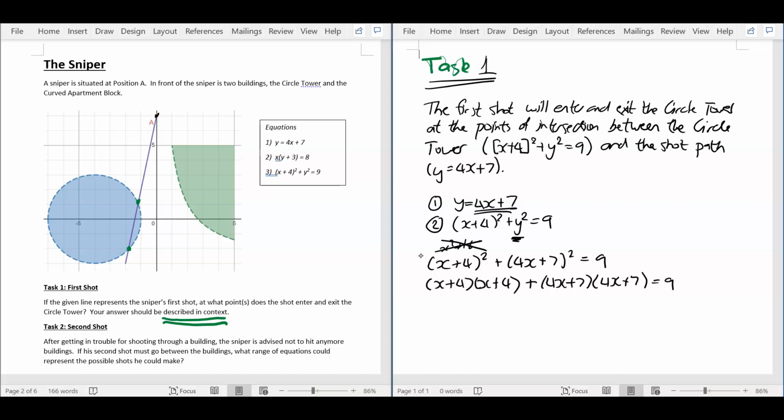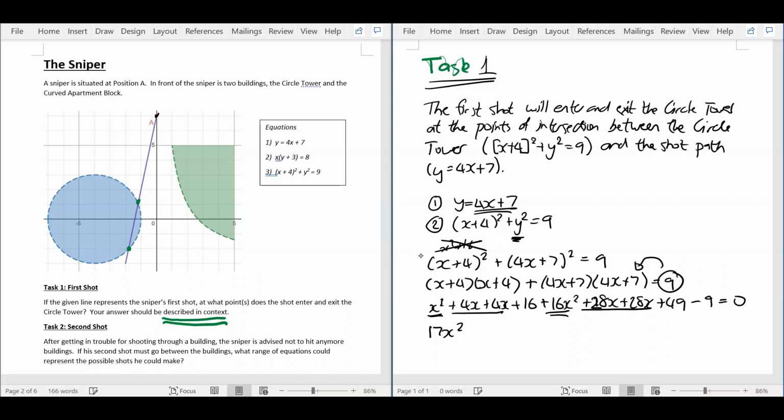We then expand the brackets. x squared plus 4x plus 4x plus 16. We're then going to add 16x squared plus 28x plus 28x plus 49. And at this point here, we've got the positive 9. I'm going to move this to the other side as minus 9 equals 0. Messy line of working. We group together our terms. x squared, 16x squared here. So we've got 17x squared, 8x.